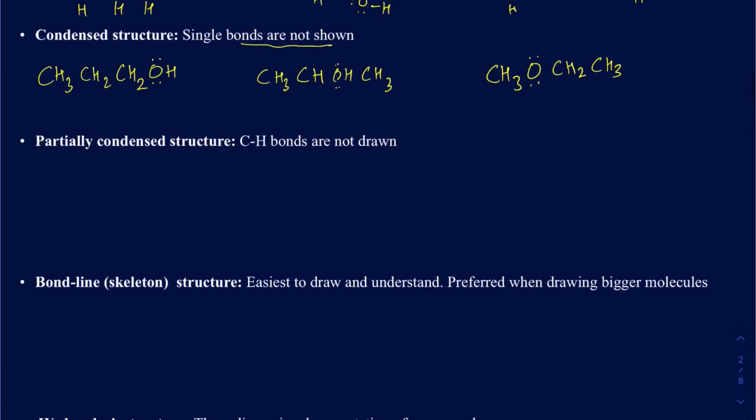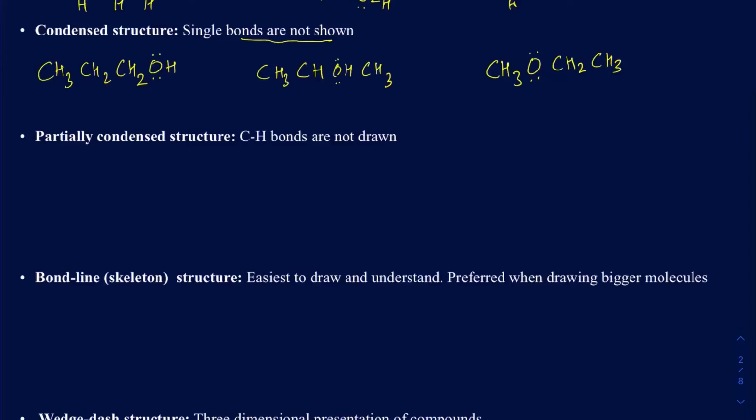What about the partially condensed structures? In partially condensed structure, you will show a carbon-carbon bond and a carbon-nitrogen bond, but you don't really show any carbon-hydrogen bond. So those are the only exceptions and the only differences you're going to have between the partially condensed structure and the condensed structure.